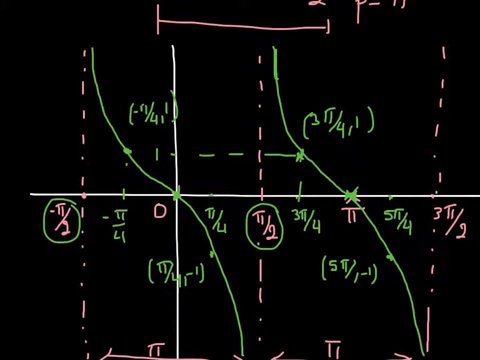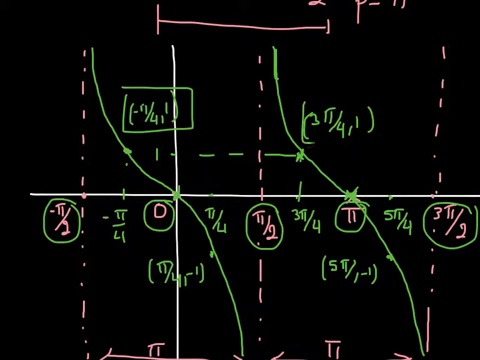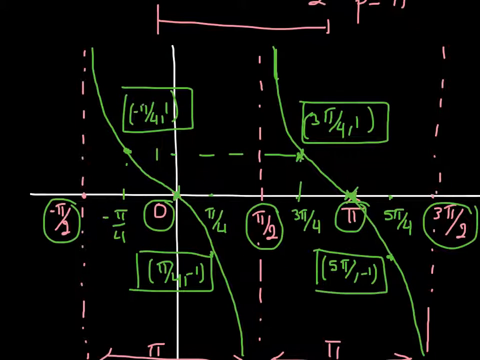The most important points to remember are your asymptotes. You have 3 of them. You have 2 x-intercepts at 0 and at pi, and you have 4 key points to keep track of. 1, 2, this is the third, and this is the final 4.